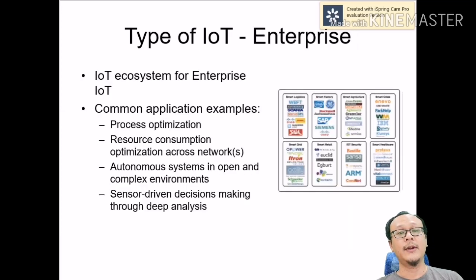And for the enterprise, the common application examples are process optimization, resource consumption optimization across the network, autonomous systems in open and complex environments, and sensor-driven decision making through deep analysis. This is more for enterprise, for companies that have multiple devices that need to be monitored.